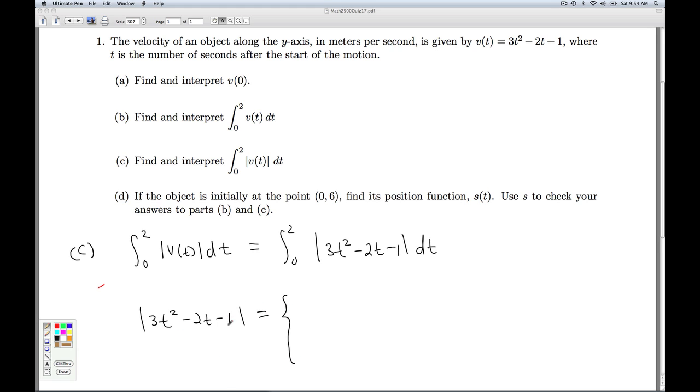If 3t squared minus 2t minus 1 is bigger than or equal to 0, the absolute value is going to leave it alone. If, on the other hand, 3t squared minus 2t minus 1 is negative, the absolute value is going to return the opposite of that to make it positive.